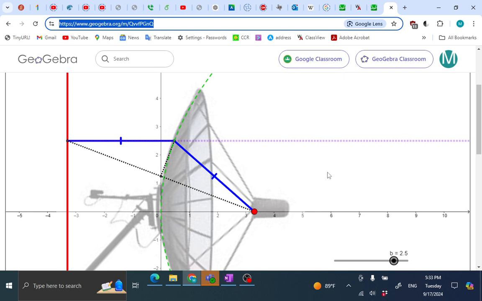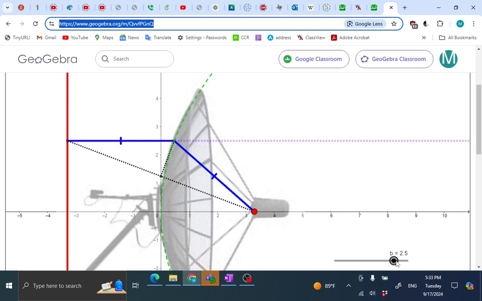Now, what is so special about the satellite or about the paraboloid? A paraboloid has this property that when a wave comes from a satellite, it's parallel to the axis of the parabola. When it hits the surface, it bounces so that the bounced ray always goes through the same point, and that point is called the focus of the parabola.